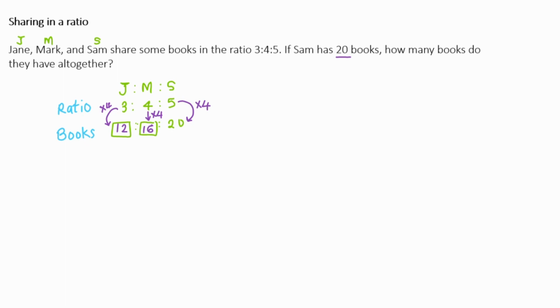We are then looking for how many books they had altogether, and in order to do that, we can just add 12 plus 16 plus 20. 12 plus 16 is 28, and 28 plus 20 gives us 48. Therefore, the total number of books that they all had was 48 books.